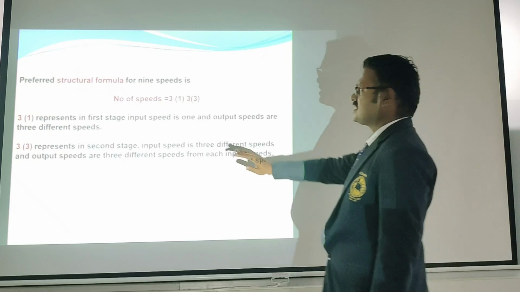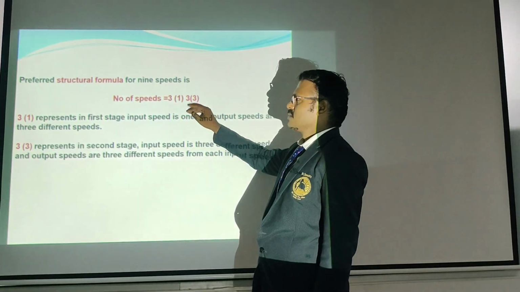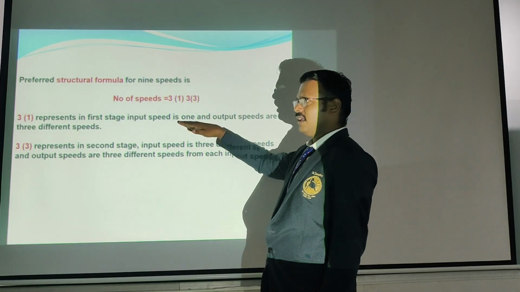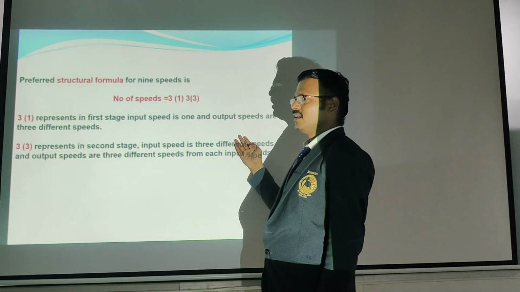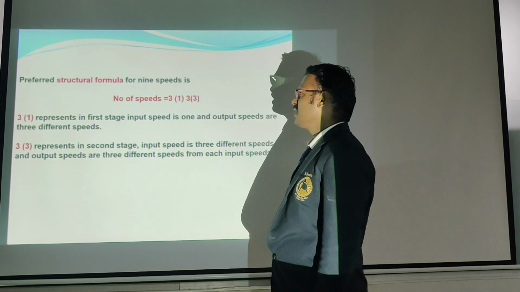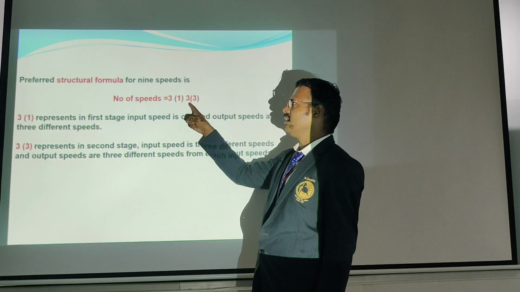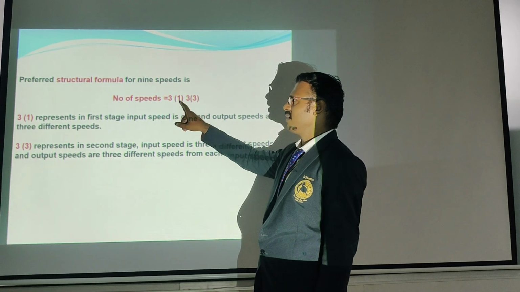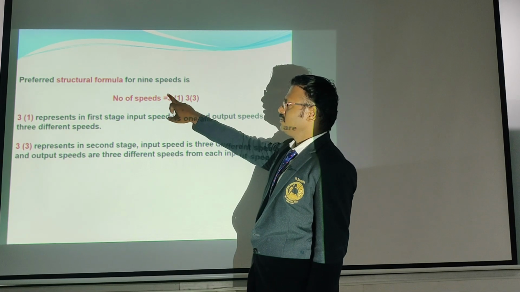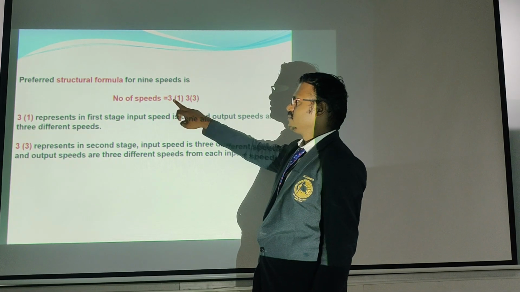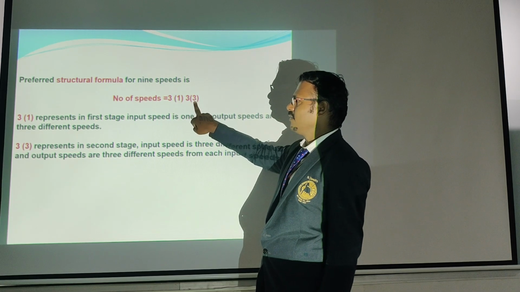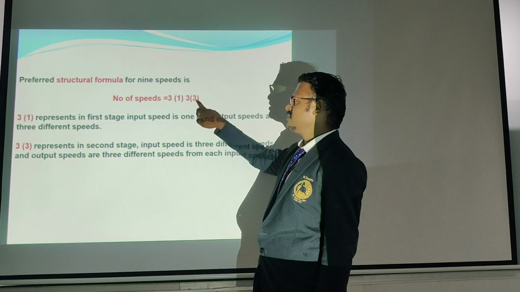Then it is the structural formula. So 9 speed, so 3 into 3, 9. If it is 12, 2 into 3 into 3. If it is 18, 3 into 3 into 2. Because it is a 9-speed gearbox, I have chosen 3 into 3. Obviously in the first bracket I have to put 1. In the second bracket I have to put this value here. So here the 3 value is there, so I have shifted this value here. So 3 into 1, it is 3 into 3.